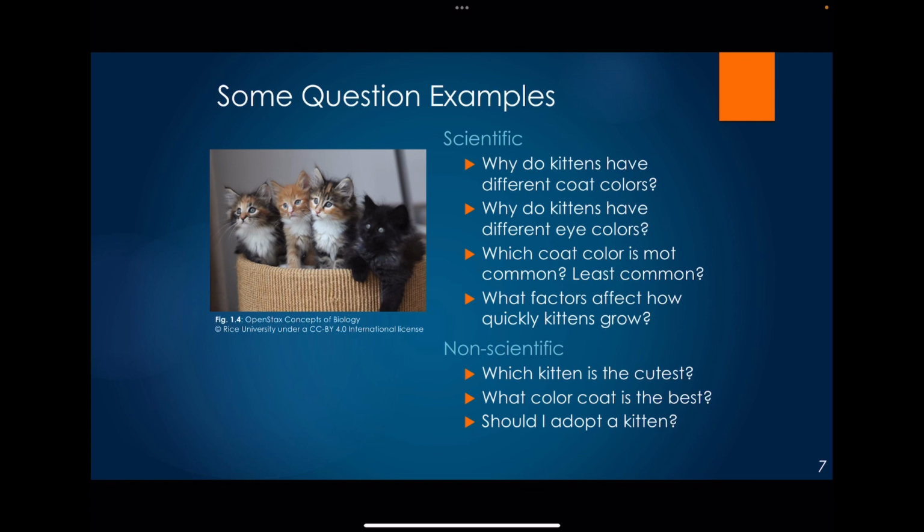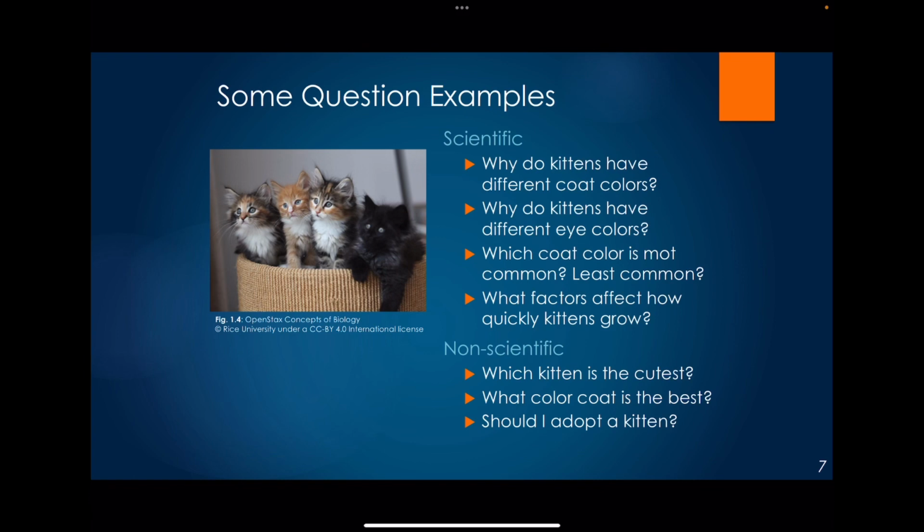Why do kittens have different eye colors? Also a scientific question. I can test that. I can take a look at different cats and ask what causes their eye color to be that way. Which coat color is most, sorry, that should say most common, least common. Again, that gives us a numerical answer. I have to count all of the coat colors, and it'll give me a number.